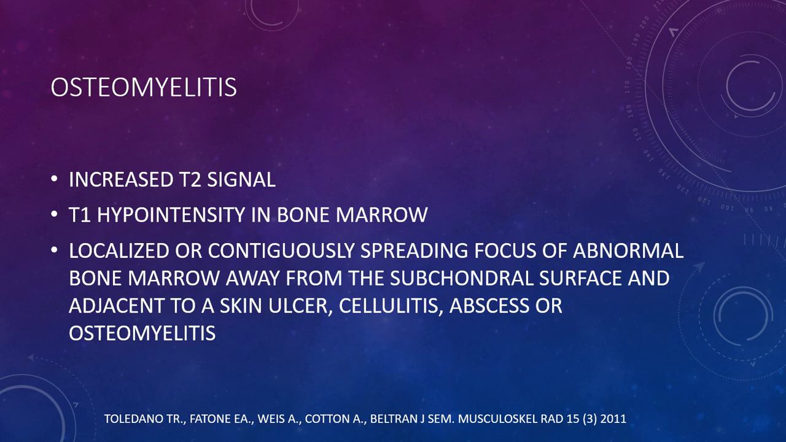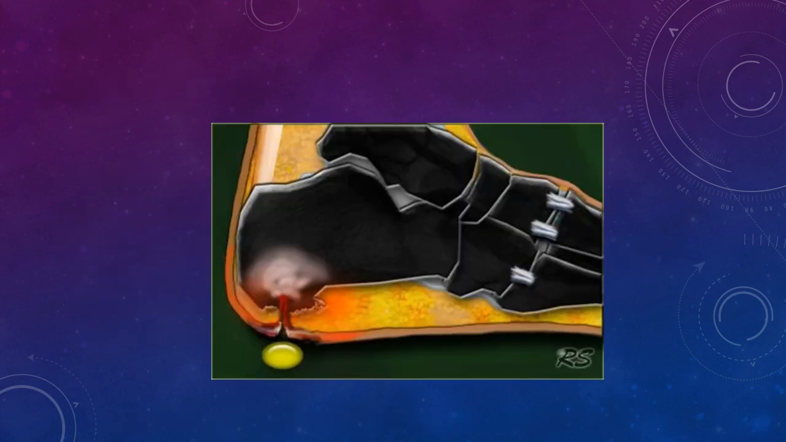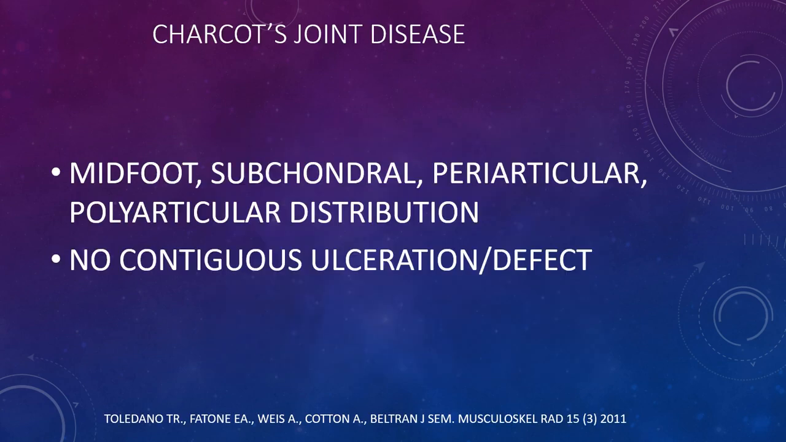Classically, osteomyelitis is associated with increased T2 signal and decreased T1. We also want to look at the location of the changes and the fact that with osteomyelitis, we generally have a soft tissue defect with bone changes immediately adjacent to or contiguous to the area of soft tissue defect, as opposed to multiple joint involvement. Here again, suggestive of Charcot's joint disease. So with osteomyelitis, we have bone destructive changes immediately adjacent to, immediately contiguous to the soft tissue defect.